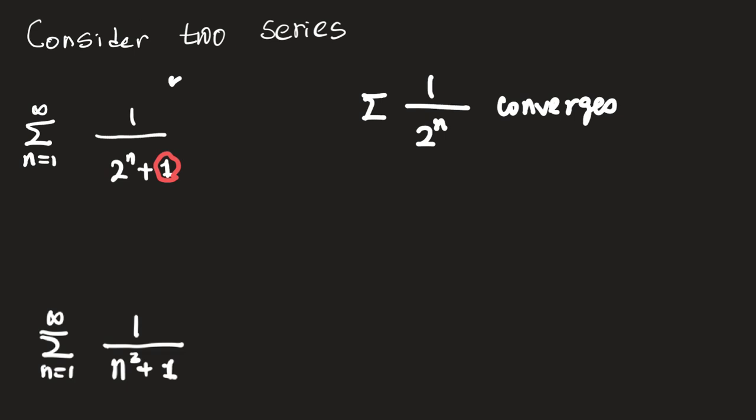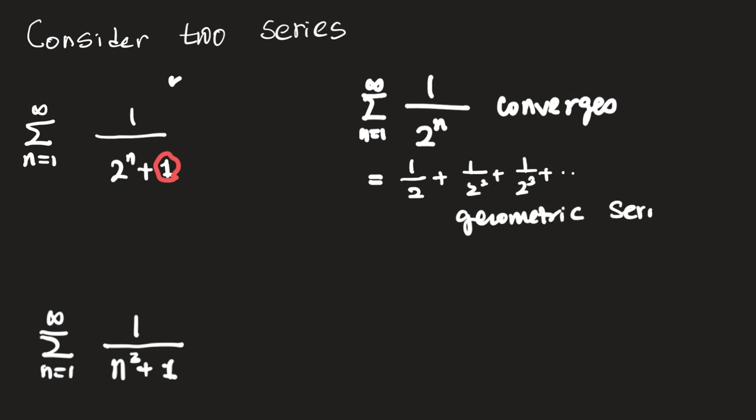How do I know this converges? This one is the sum from n equals 1 to infinity, so it is 1 over 2, 1 over 2 squared, 1 over 2 cubed. This is a geometric series with ratio r. What is r? r is 1/2. So r is between negative 1 and 1, then this series is going to converge. So this converges. Let's recheck it.